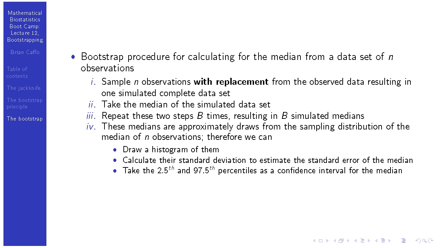Then we could take these B sample medians and draw a histogram of them. And then say we wanted a confidence interval. Why not take the 95% confidence interval? Why not take the 2.5th and 97.5th percentiles and call that a confidence interval for the median? And that's exactly a so-called Bootstrap percentile confidence interval.